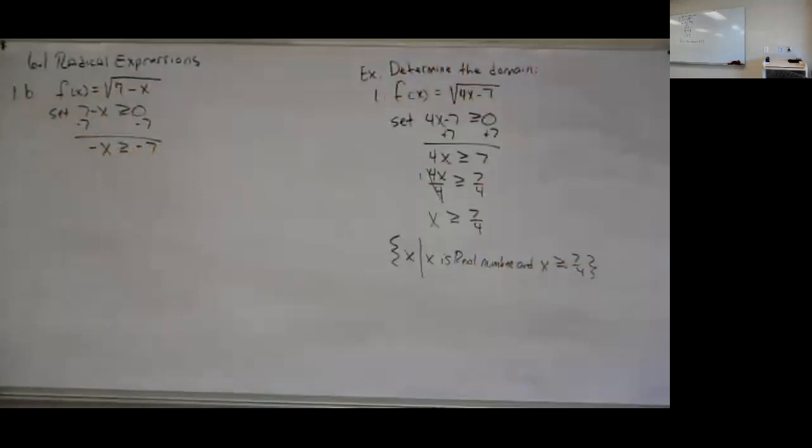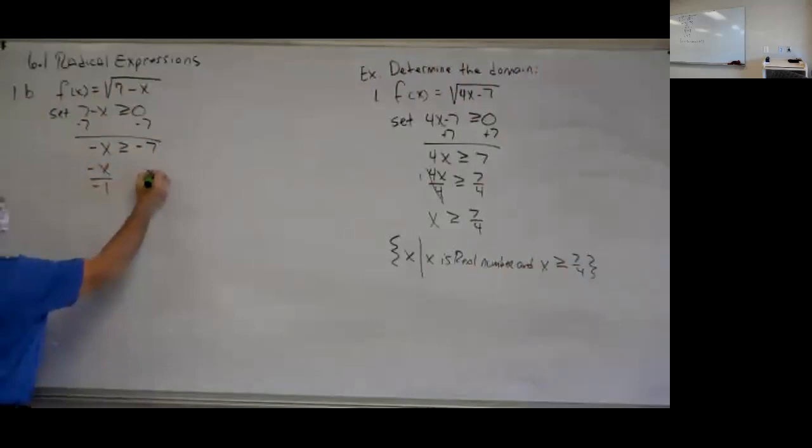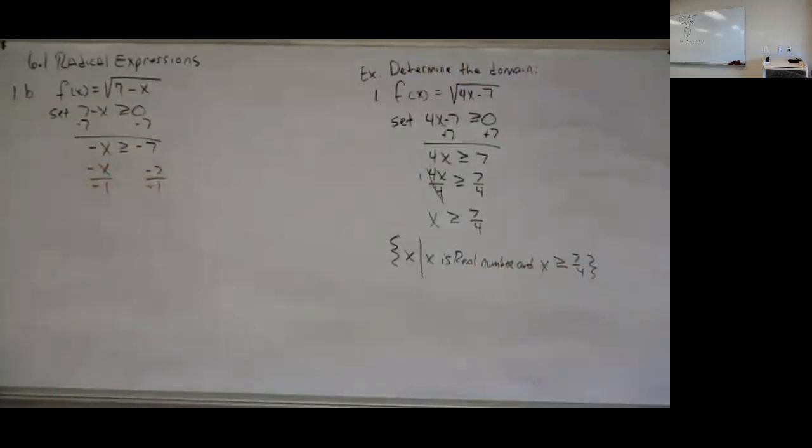So this is what I was talking about a while ago. Now I've got a negative 1x sitting there. To make that positive, I've got to divide both sides by negative 1. But this is the point, y'all. Since I'm dividing by a negative number, I've got to reverse the inequality. So inequality will now be less than or equal. So my final answer, x has to be less than or equal to a positive 7.